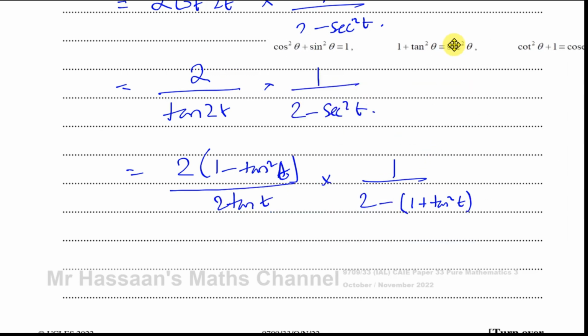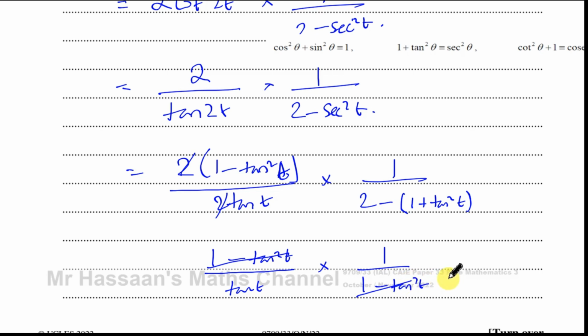And now what will happen here is, well, this 2 can cancel with this 2. So you have 1 minus tan squared of t over tan t times 1 over, now this is going to be 2 minus 1, which is 1, and minus tan squared t. All right, that's what this would become. These are the same, they've been multiplied, so they cancel out. We're left with 1 over tan t, which is the same as cotangent of t.